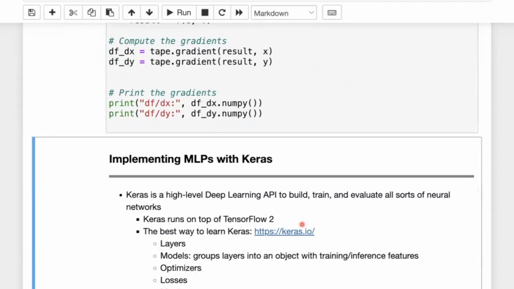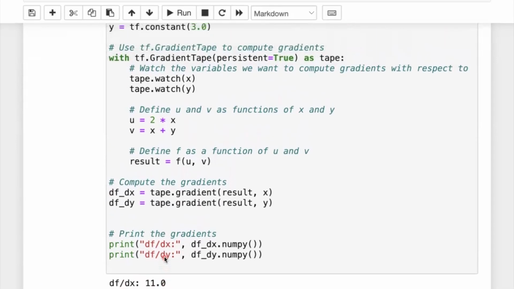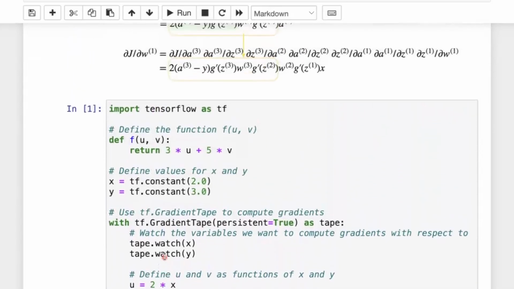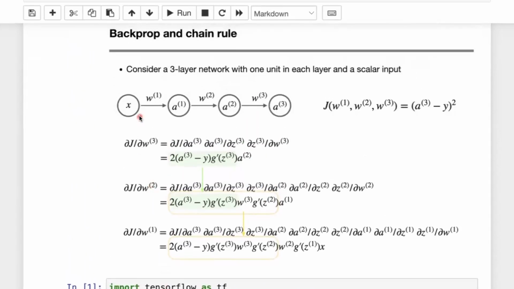And if we run this cell, you can see that we got exactly the same result as before, 11 and 5, right? So you can see, without doing this calculation by hand, we can find these partial derivatives. And that's exactly the same idea if we have a neural network model, right? So in this case, let's simplify things and say that we only have one input and we have one unit or neuron in each layer.